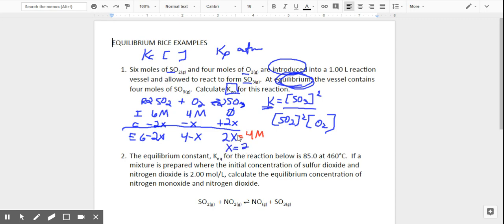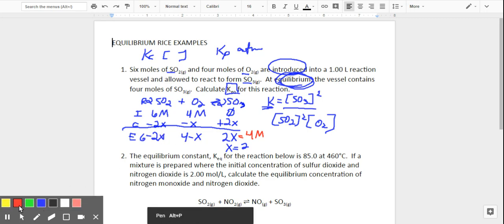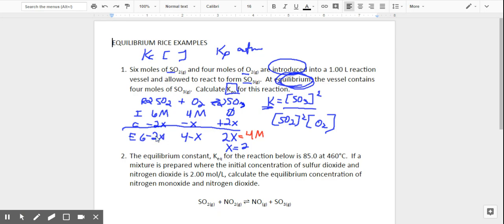Well, now, if I know what x is, I can figure out what the other values here are. All I have to do is plug 2 in right here. So 6 minus 2 times 2 is equal to 2 molar. 4 minus 2 is equal to 2 molar as well. So you see how I'm using information from this problem. The keyword here is equilibrium values to solve for x, and then I'm able to solve for all of the equilibrium values for each of these things here.